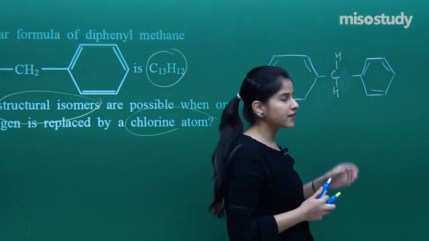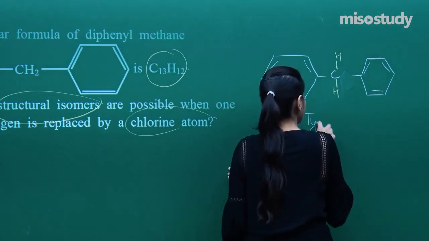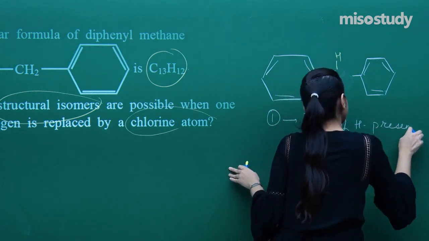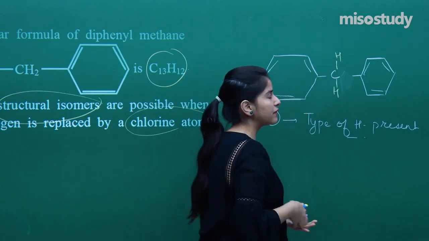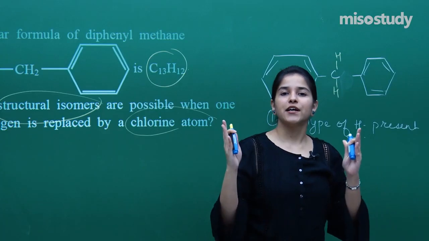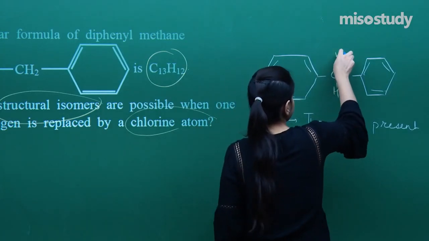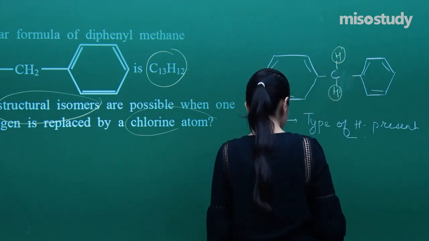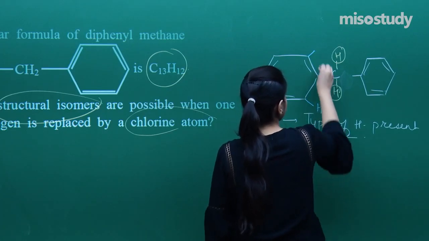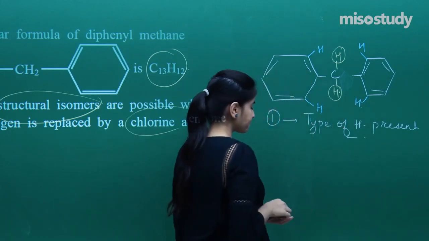So I need to first figure out what the types of hydrogens present are, right? That will give us the complete answer, how many unique structural isomers are possible. So if I say these are one type of hydrogens which are present, next, these are the same, present on the ortho positions, also these are the same, right?